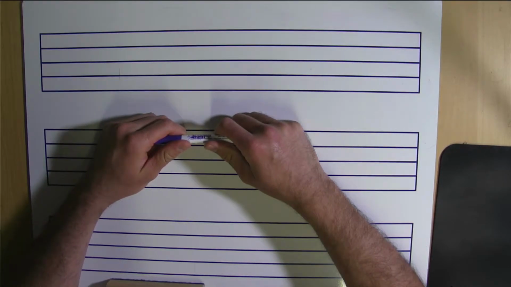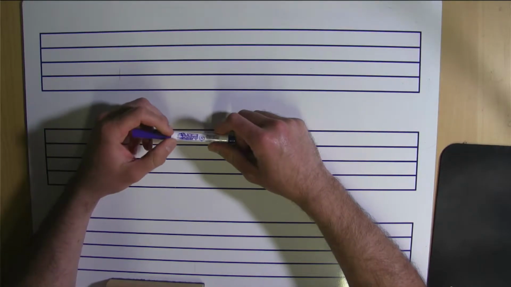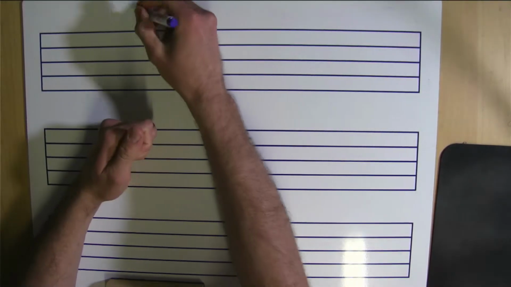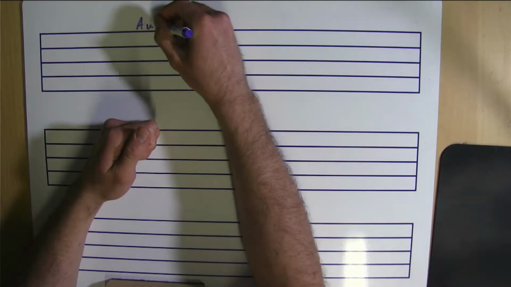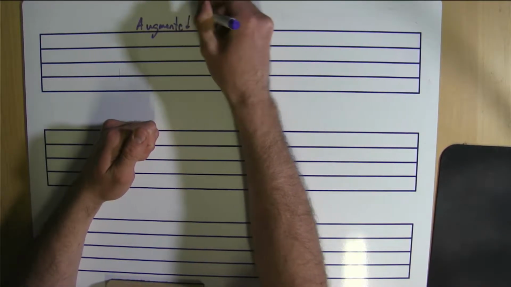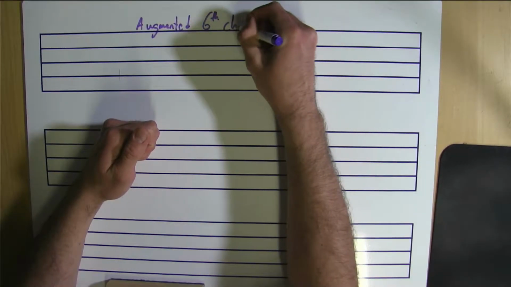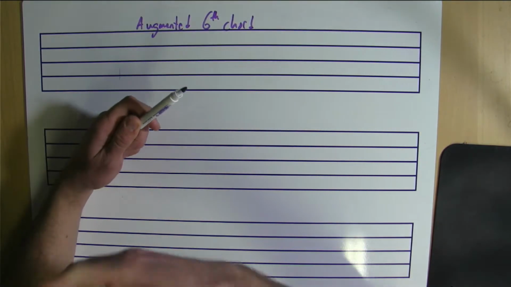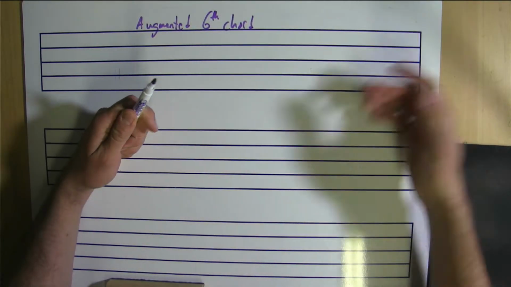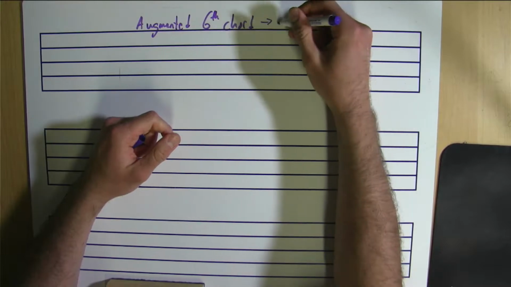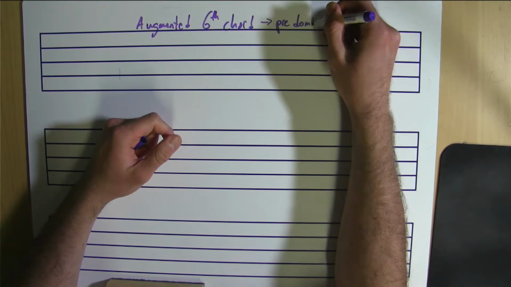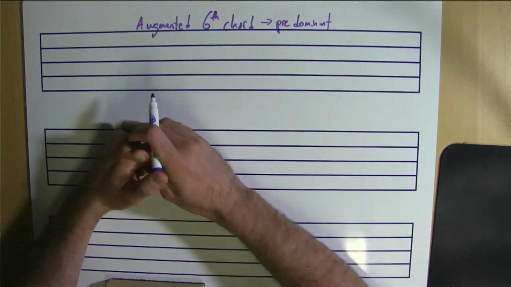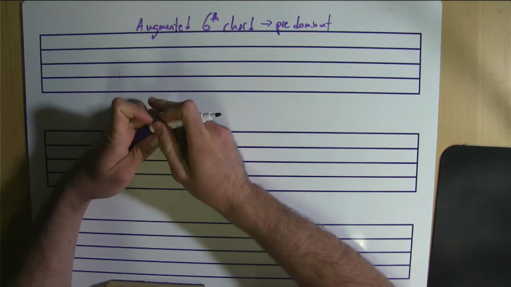Hey everybody, Andre here, and today I want to do a quick lesson on augmented sixth chords. So, what an augmented sixth chord is, basically, is a predominant chord. What predominant means is it's a chord that functions to set up the dominant. Okay? So a predominant chord sets up the five.